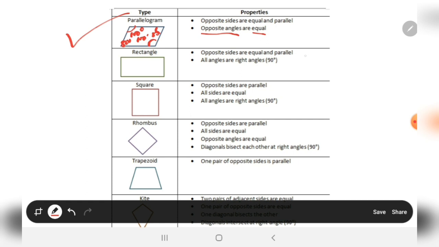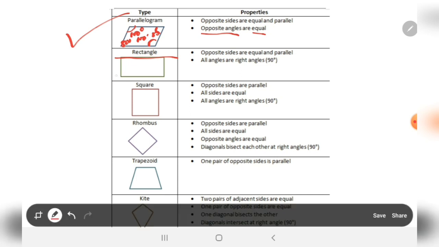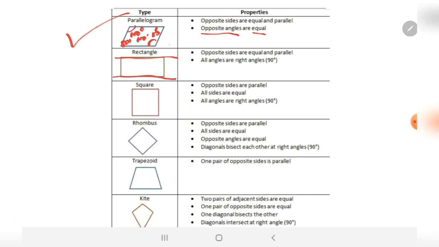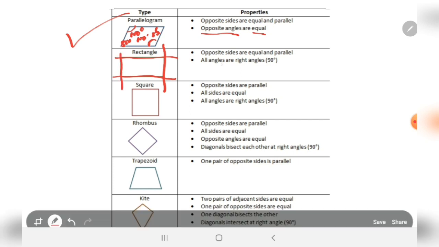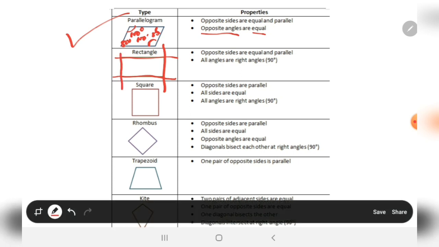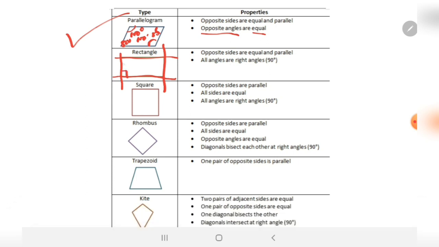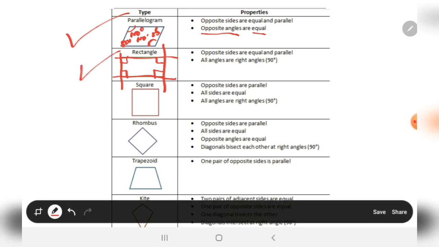Next, rectangle. Opposite sides are equal and parallel. Opposite sides, the first sides here, parallel to here, and then in here parallel to this side. Next, all angles are right angles. For sure, this is right angles.